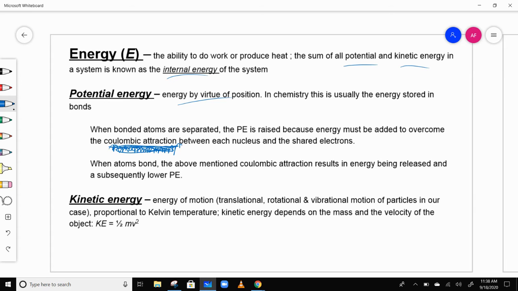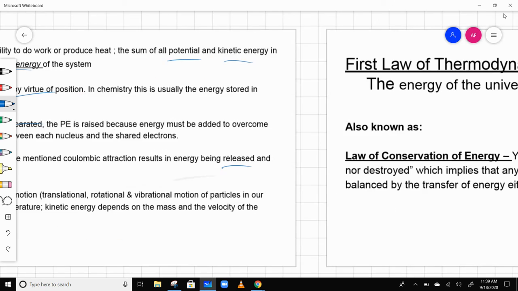When atoms bond, energy is released, and when bonds are separated, energy is absorbed. Usually, not always, but usually. Kinetic energy is energy of motion, 1/2 mv squared. It depends on the velocity of the particles and their mass.